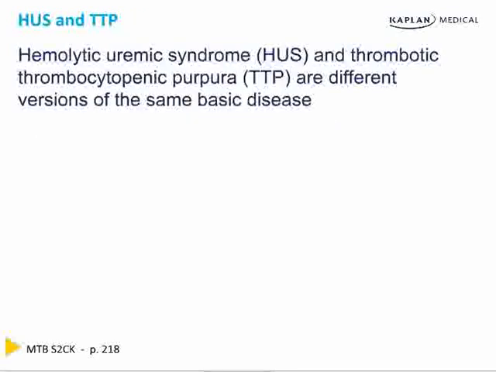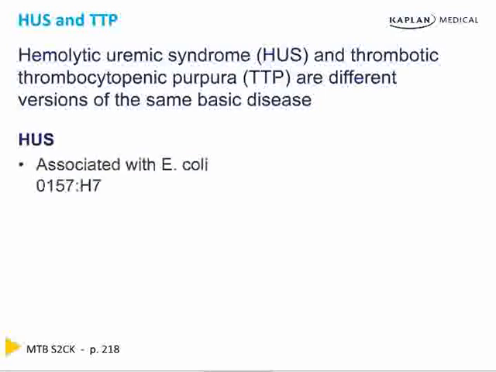HUS and TTP are a spectrum of the same disease. HUS occurs in association with E. coli O157:H7. You're going to be asked, and you're going to know it. You're going to feel satisfied. It is more frequent in children.